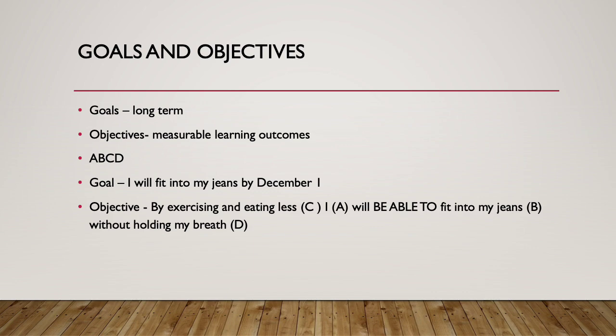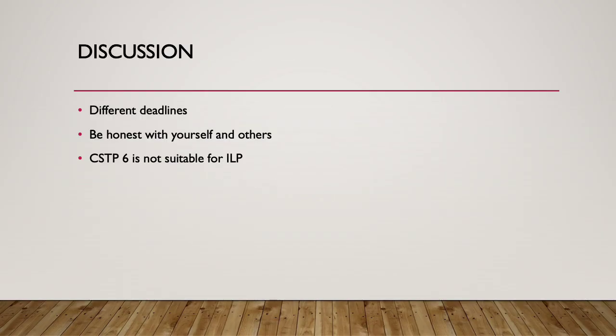The key with objectives is that it's an outcome. "Will be able to" is different to "I will." Okay? If I will, then that's my action. That's my activity. But "I will be able to" is the outcome of my activity. Keep that in mind. Week 5, there's a discussion.